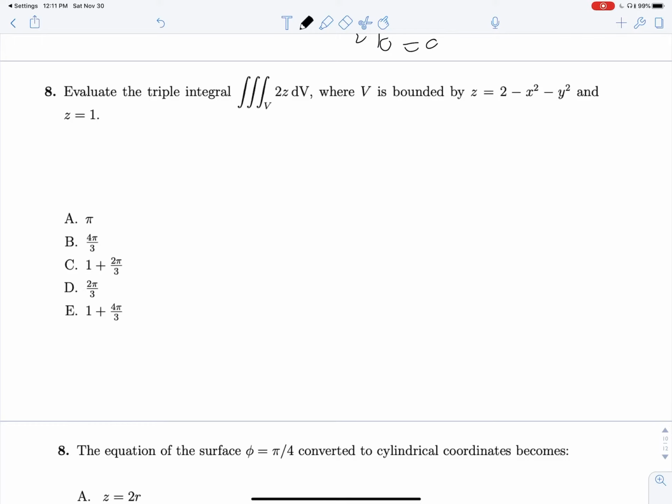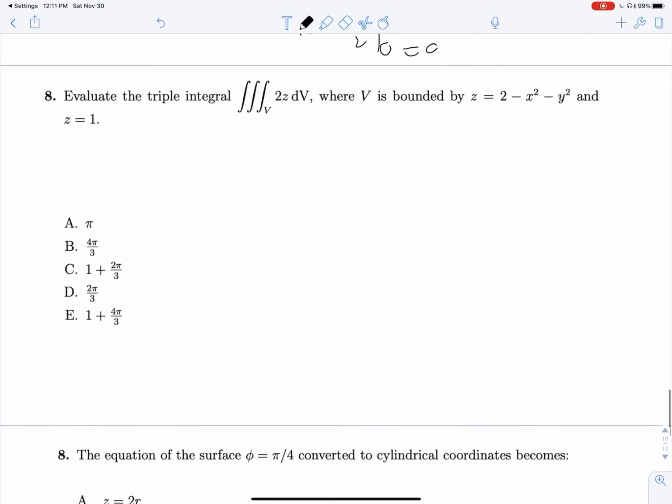Let's evaluate this triple integral where it's bounded by z equals, that's an r, 2 minus r squared, and z equals 1. So using the method that we used last time, we know that our upper bound on z will be the z with the larger constant in it. So we can set that. We can set up our entire integral.